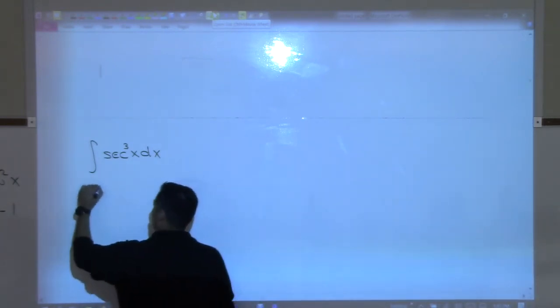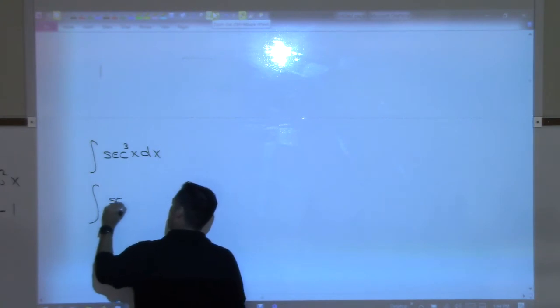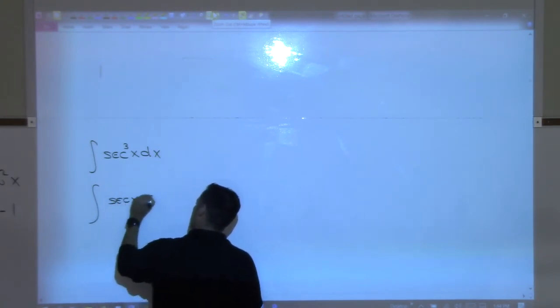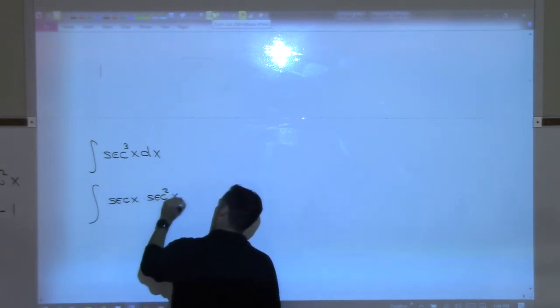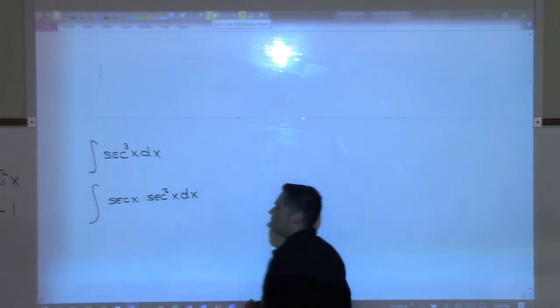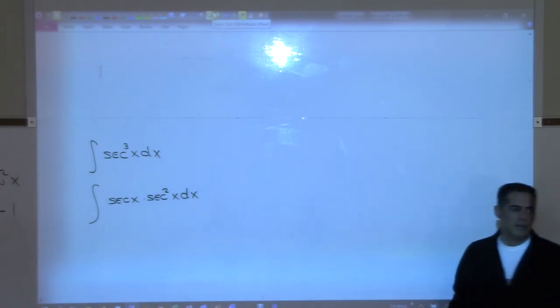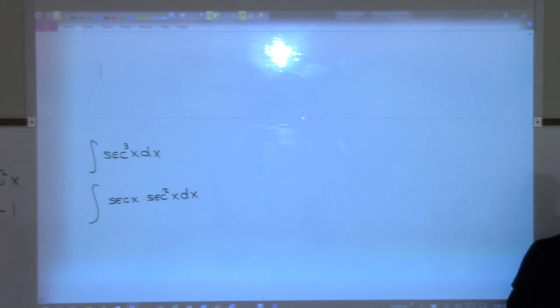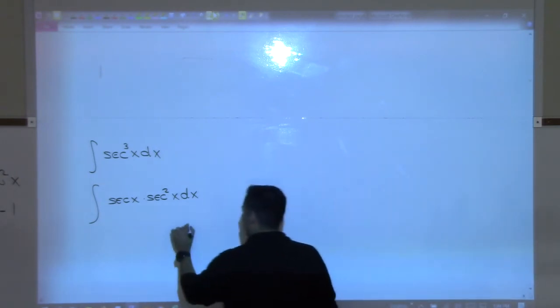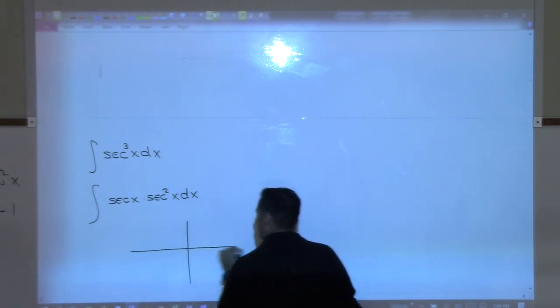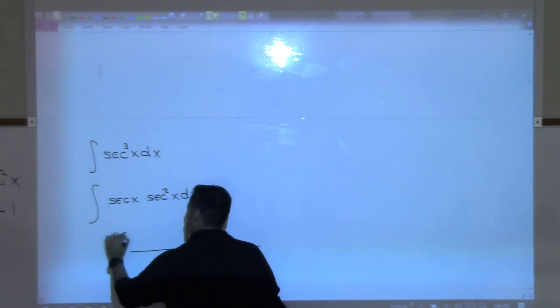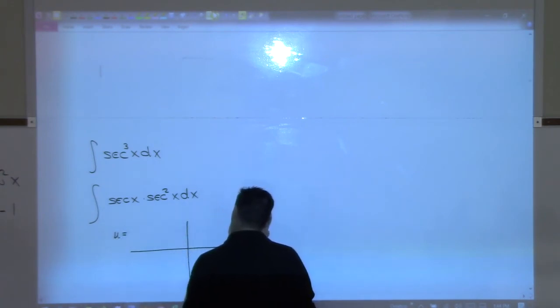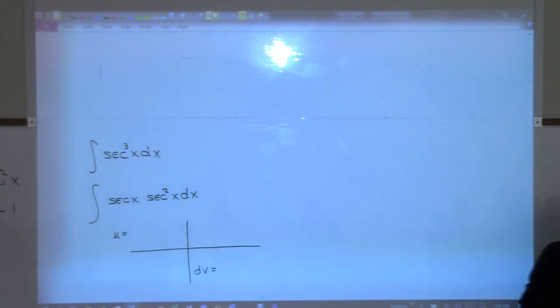Can you break it up? You can break it up as secant x times secant squared x. Okay? And then we can use integration by parts. So if you were thinking, and I'm going to call someone here, if I'm telling you this goes by integration by parts, then Shay?